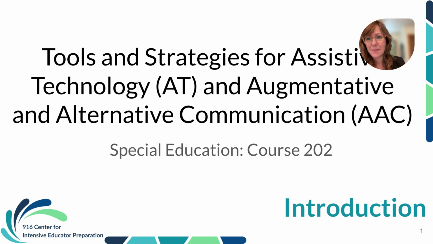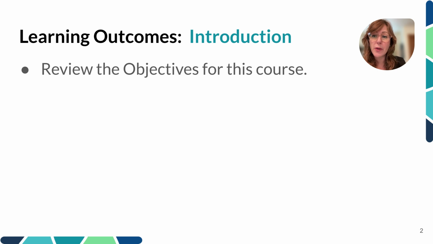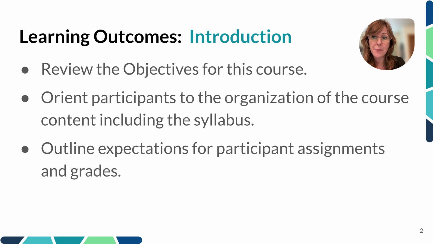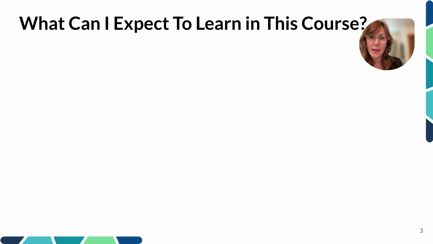Let's get started. The learning outcomes for this video include reviewing the objectives for this course. We're going to orient you to the organization of the course content, including the syllabus. We're going to outline the expectations for participant assignments and grades for this course. And we are going to provide you with some resources for support. Now, I'm going to pause for a moment while you read the outcomes for this course.